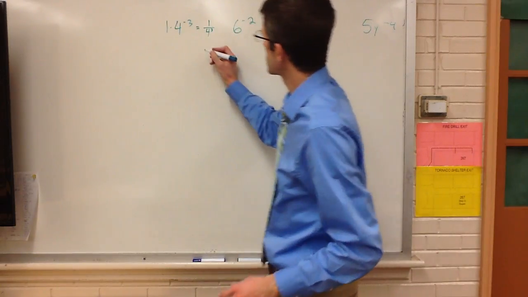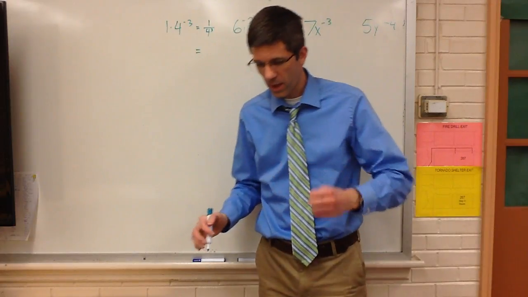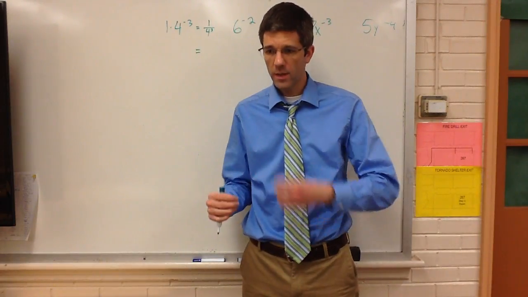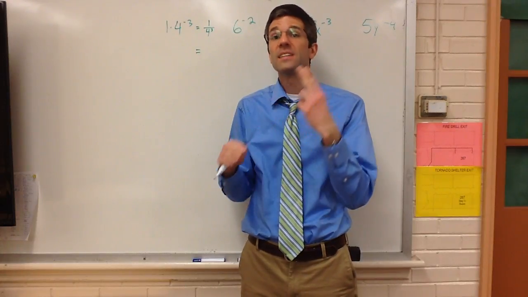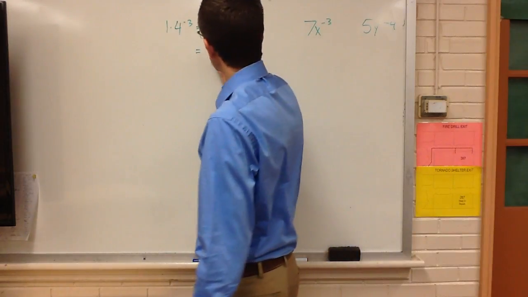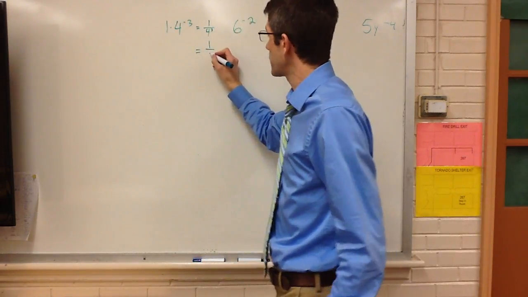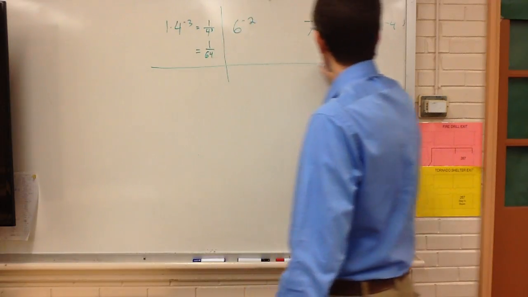Okay, we're not quite done. Let's finish this a little bit. 4 to the third power, we're going to do it in our head. 4 times 4 times 4. I need 3 fours. 4 times 4 is 16. 16 times 4 is 64. So this is 1 over 64. There we go. There's your first one.